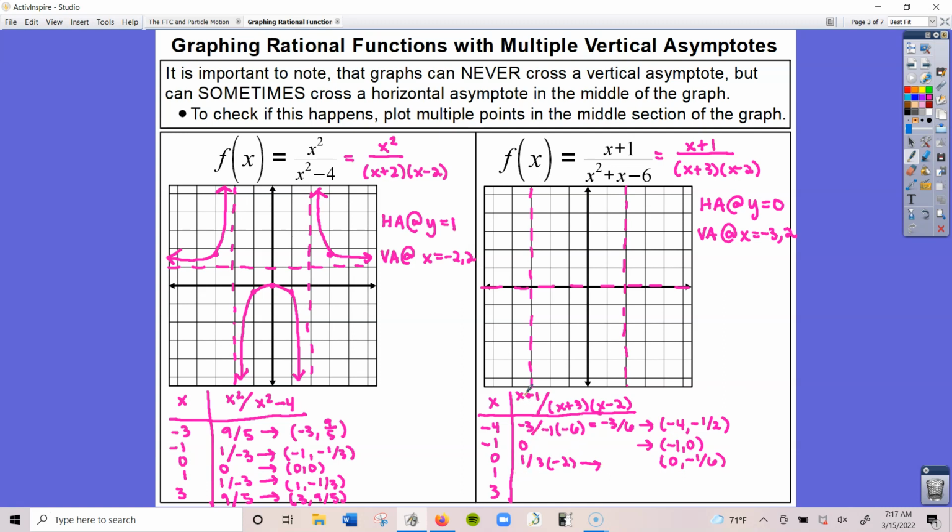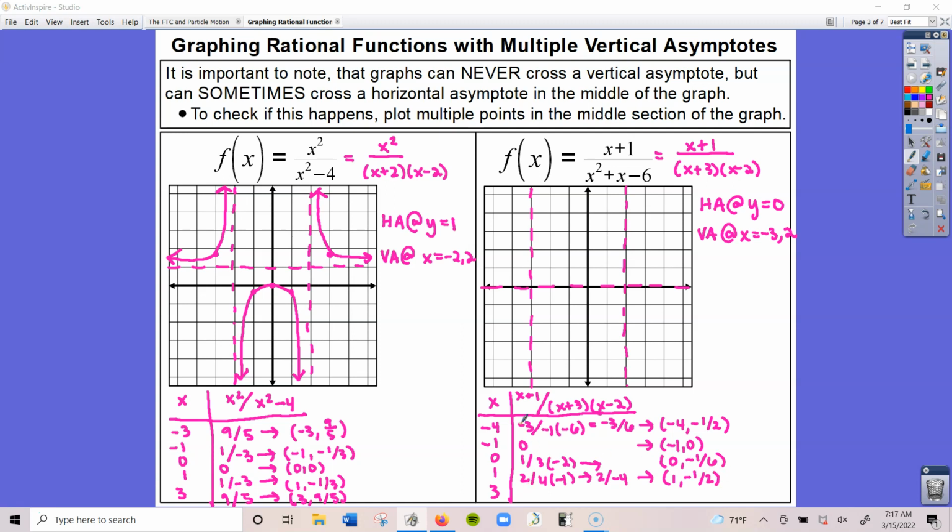When I plug in 1, 1 plus 1 is 2, over 2 plus 3 is 5, and then 2, oops, I plugged in 2, not 1. Let's erase that. Excuse me. 1 plus 3 is 4, and 1 minus 2 is negative 1. So this is 2 over negative 4. That means that I have a coordinate at 1, and then 2 over negative 4 can be simplified as negative 1/2.